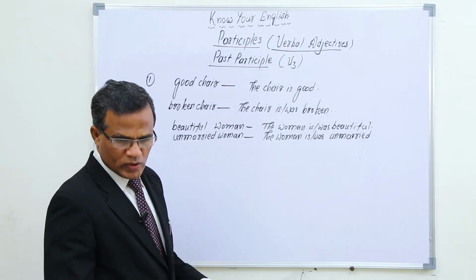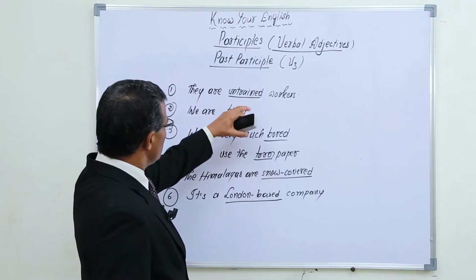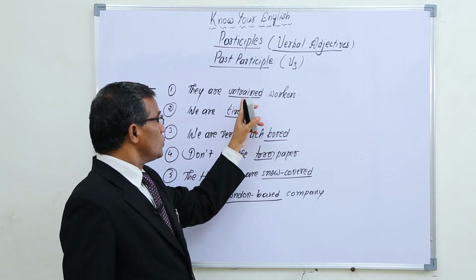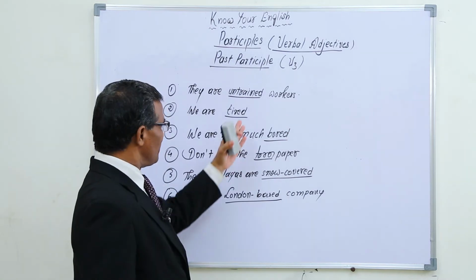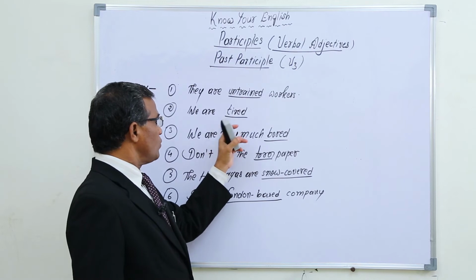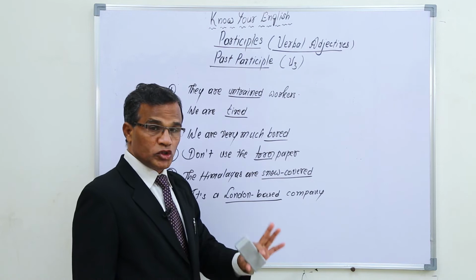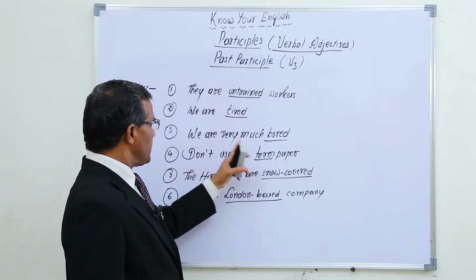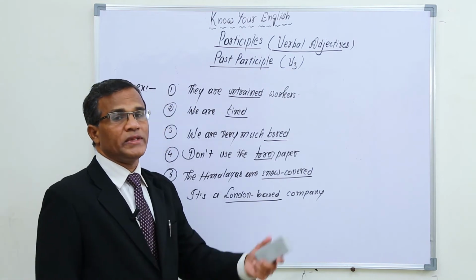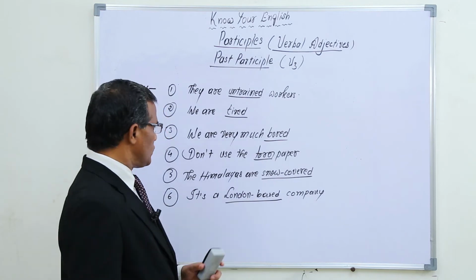Okay, let us give some more examples for this one. Just like good workers, nice workers, like that we can use untrained workers also. Just like adjectives we are using: we are good, we are bad, we are nice, like that we are tired. So we are in a tired position. We are very much bored with the movie. Like that, you see, after be forms we can use V3 also.